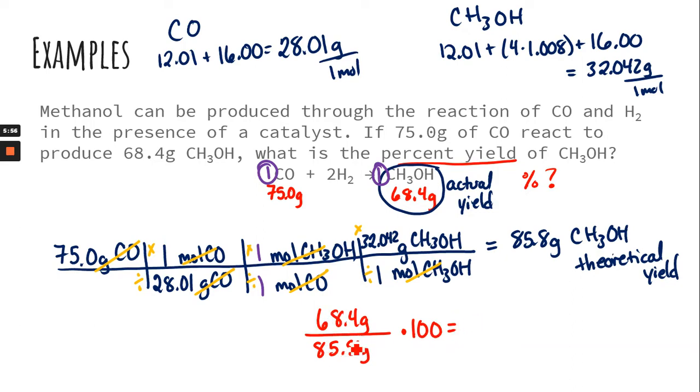Now we have 3 sig figs in our given values, so we're going to do 3 sig figs in our percent. So we have a percent of 79.7%. Now that's a pretty good yield if we're thinking about this in the industrial setting. To have that percent, that's pretty high, and your boss would be happy.